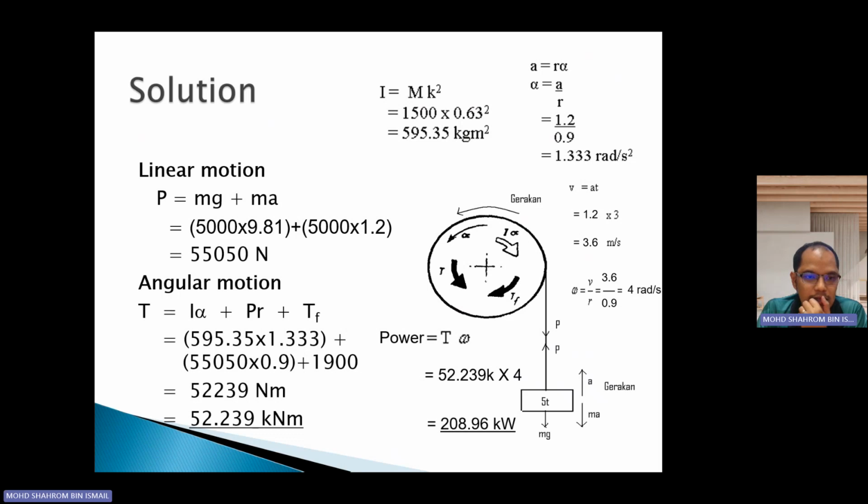So this is the free body diagram. Since we know it's an ascending, a raising sort of motion, the torque is supposed to be anti-clockwise. So this is the torque. We don't know what the torque is, but we know it is an angular motion of anti-clockwise.